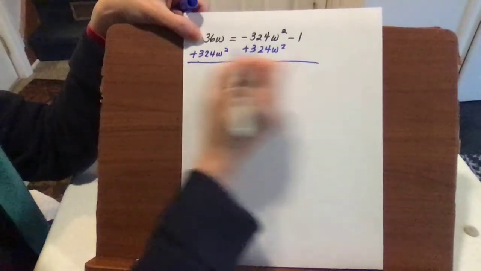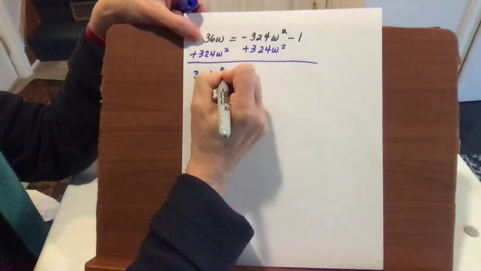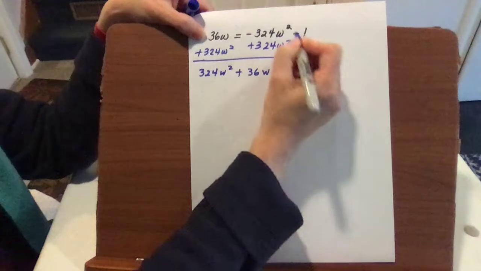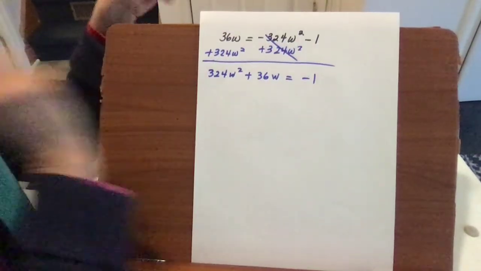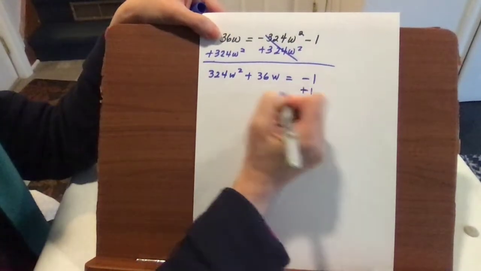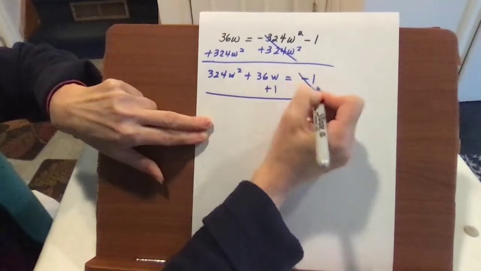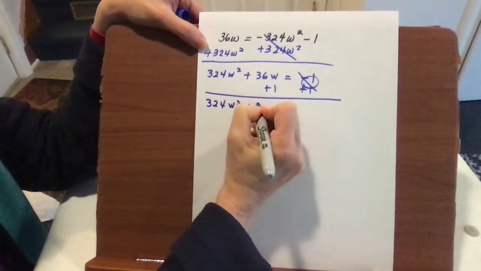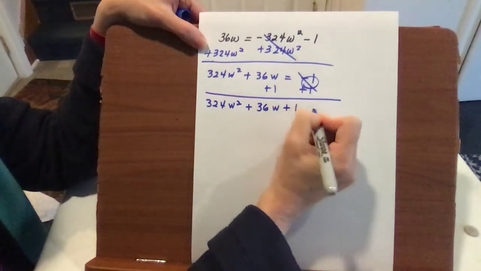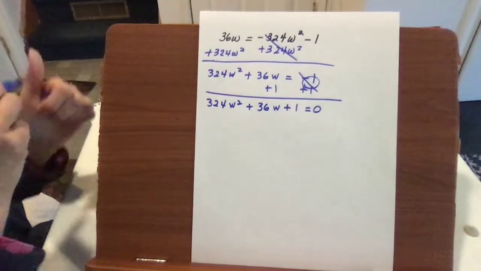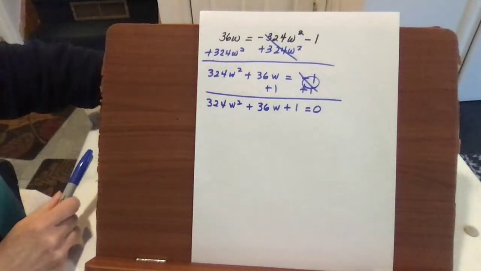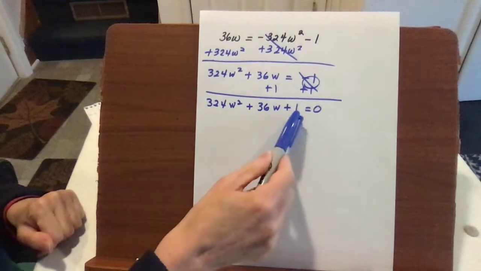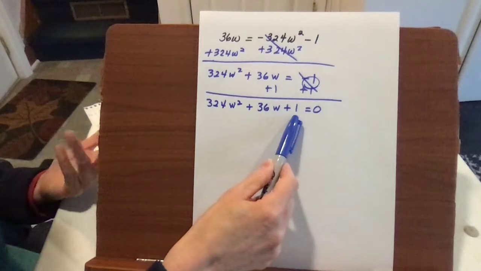Okay, so I'm going to get 324w squared plus the 36w, and it still equals negative 1 because this guy wiped out. Again, all quadratics must equal 0, so I'm going to bring that 1 over now, and that's a 0. So we have 324w squared plus 36w plus 1 equals 0. Okay, now, because of that, we can't take any GCFs out because of this 1. It's number 1. You can't take anything out.